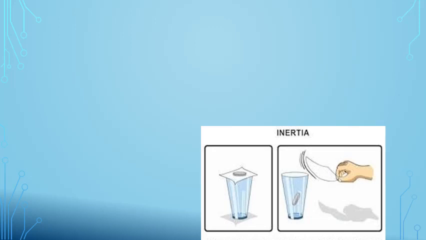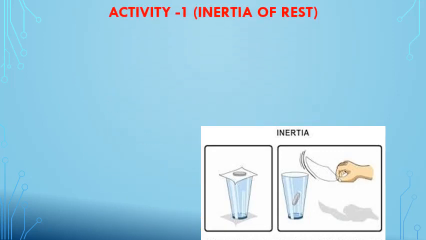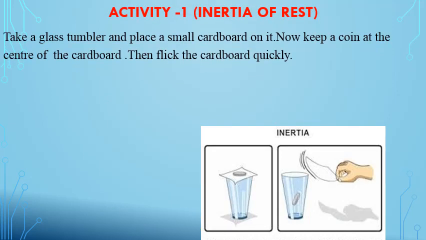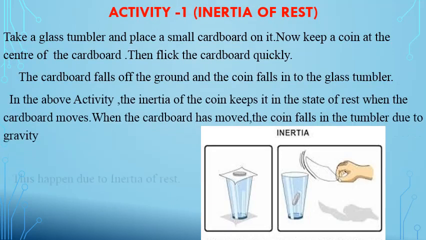So what we have to observe from this activity: the coin is at rest. If you flick the cardboard, the coin falls into the tumbler due to gravity. So this all happens only due to the inertia of rest.